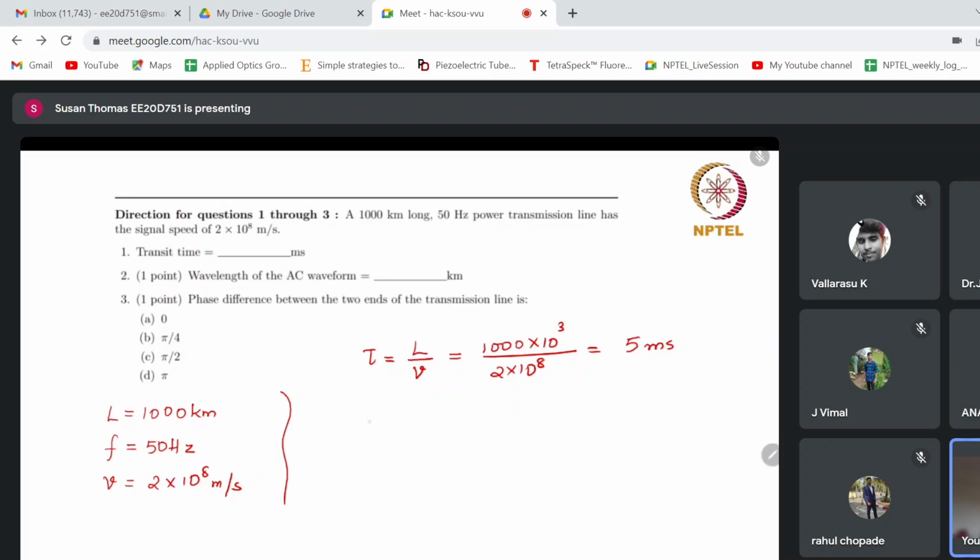So now let's see the second part. Again, this is very simple. The wavelength. How do we calculate the wavelength? Very basic equation. All of you can try. Lambda is equal to V by F, where V is the signal speed and F is the frequency.